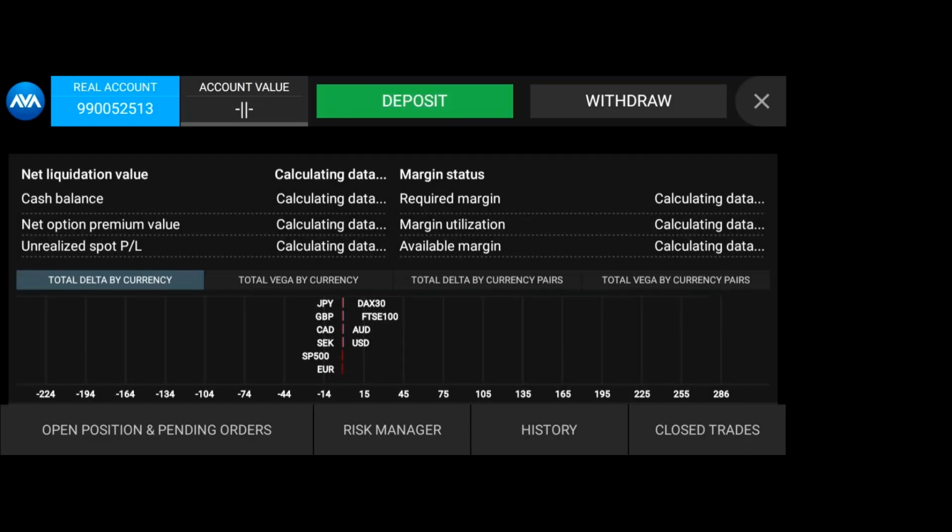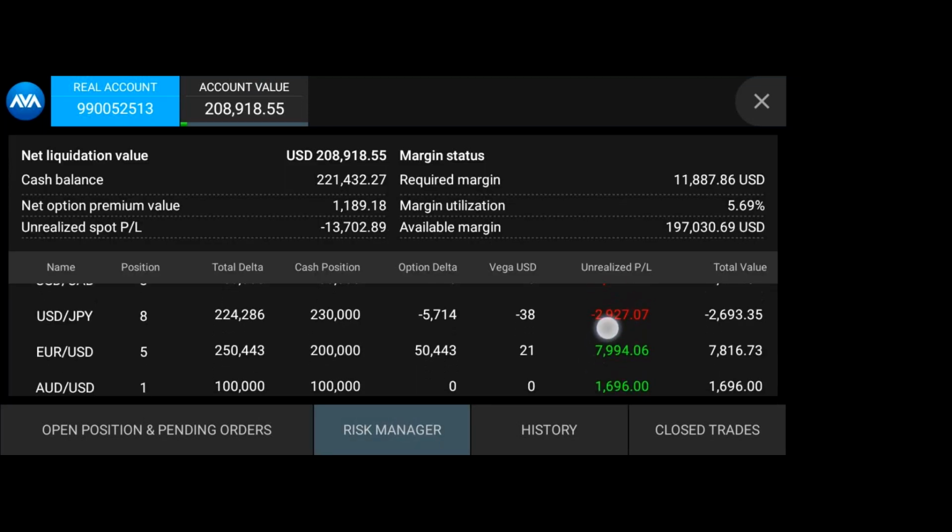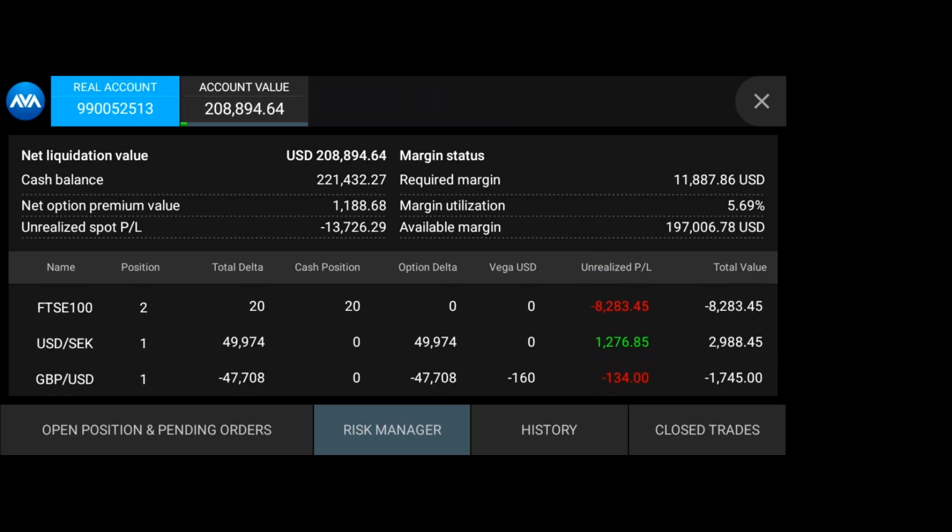Now let's look at this account, at my net exposures in the risk manager. I can see, for example, in the pound against the dollar, my total delta is minus 47,000. It's all from options. I'm short. It looks like my Vega is negative, so that means that I'm short an option. So I probably sold a call, or I've sold a put, I don't know. No, I've sold a call, so I'm short the market. So my cash position is 0, I have no cash, but my option position is short 47,000.